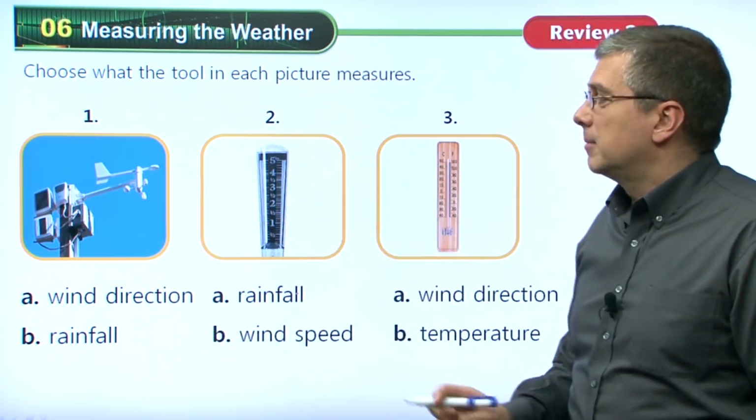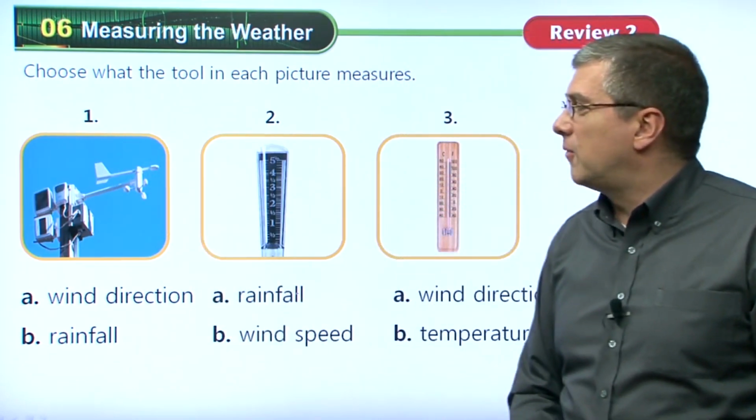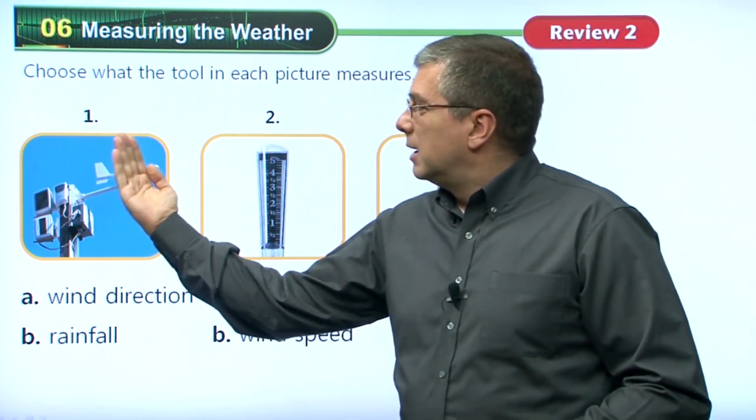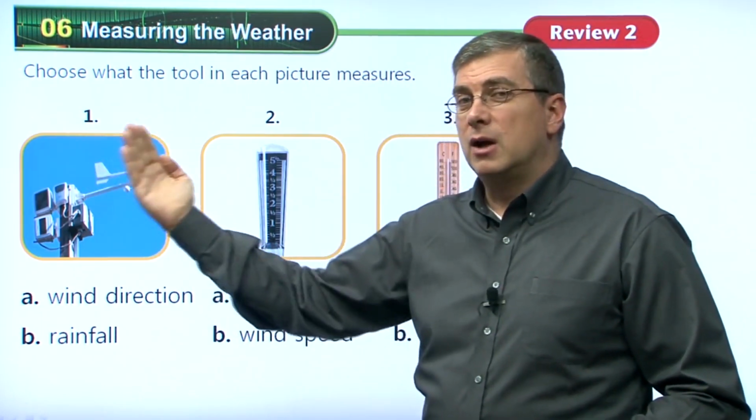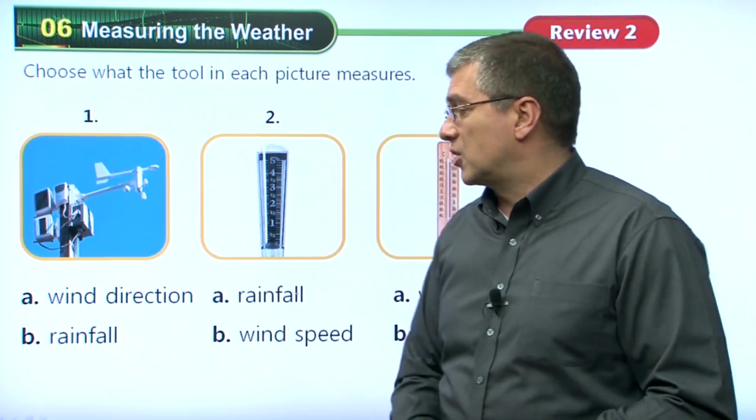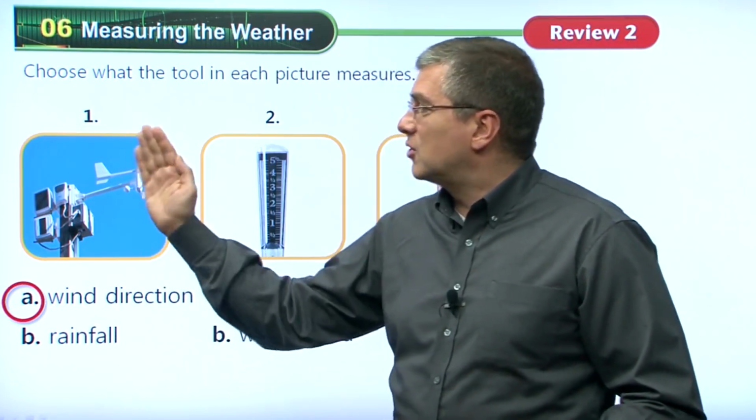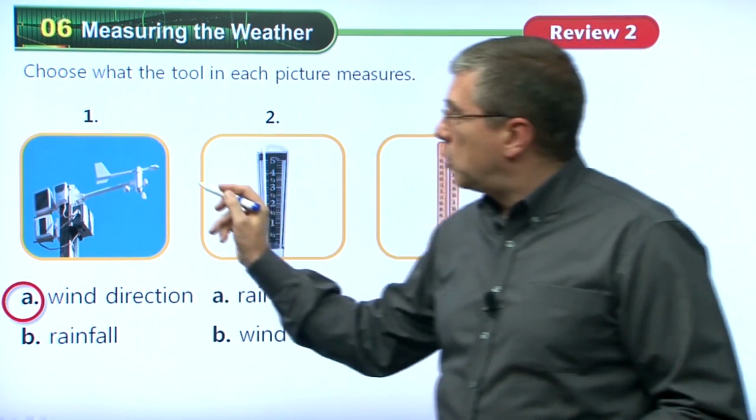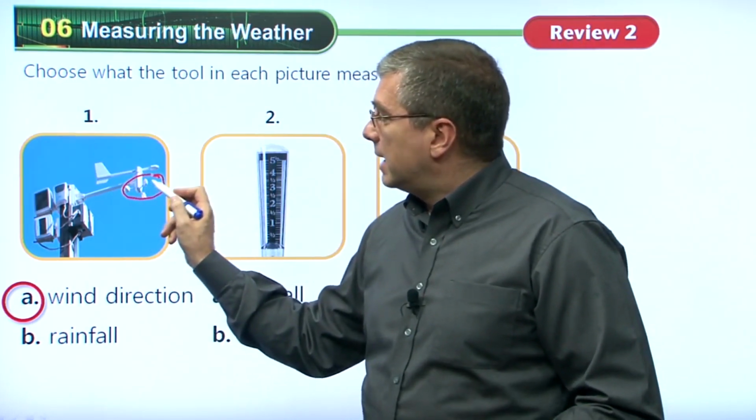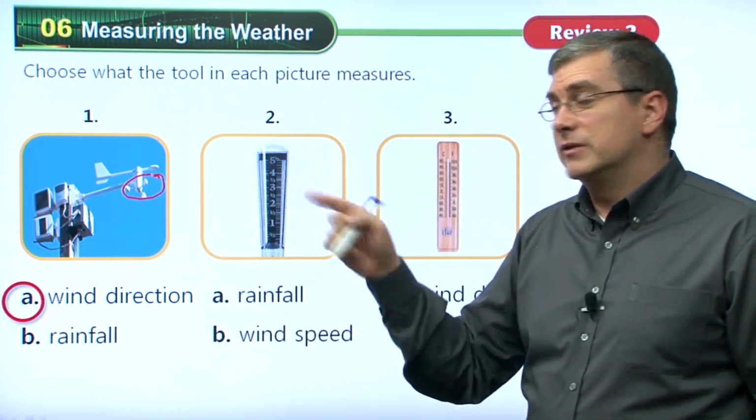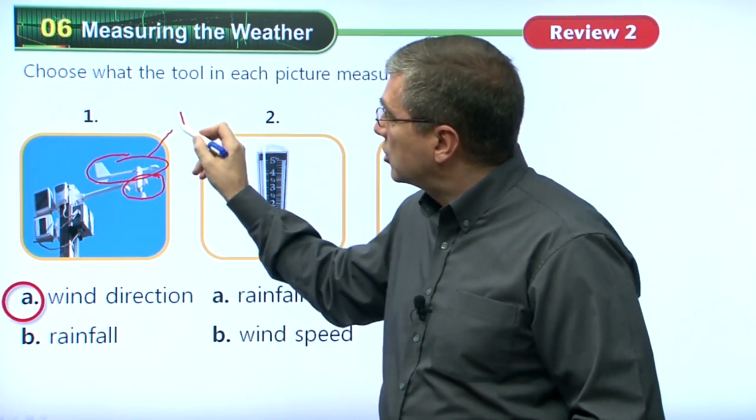So in the first picture, we have a picture. What is this thing? Now, this is different from what we saw before. This is a tool that will move according to what? According to the wind direction. So if you chose the wind direction, that's true. It's not measuring rainfall, it's measuring the direction of the wind. I'd like to point out something here too. This right here, this part of the tool, that is measuring how fast the wind is going. So this tool actually has two parts. This part measures the direction.